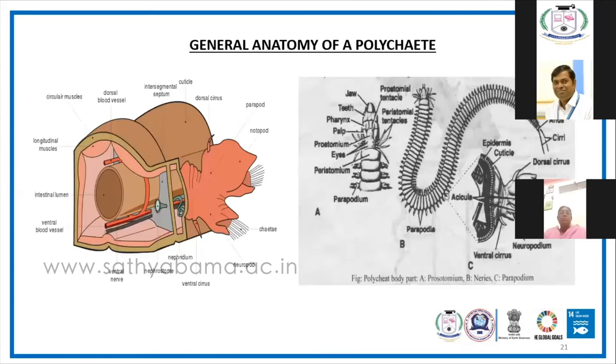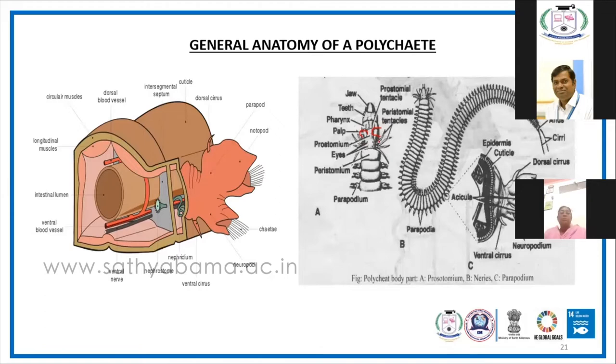This is the general anatomy of a polychaete. As annelids, polychaetes have true segments. Anterior to the true segments lie the prostomium and peristomium. This region of two segments typically contains two pairs of eyes, and three antennae, which may be present.